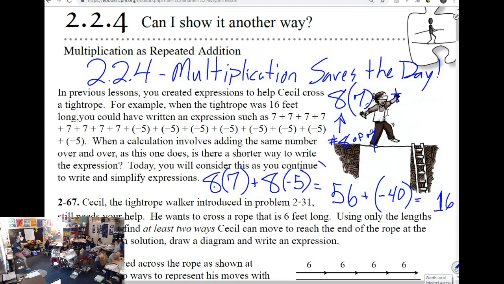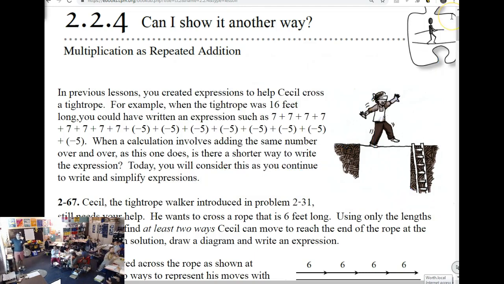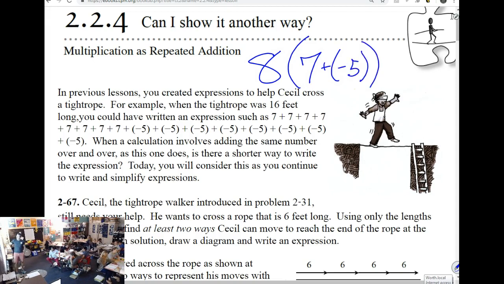Adrian? Yeah, comment. Hit me with it. I feel like we could have just taken 7 and then subtract 5 and then multiply that by 8. Ah, so Adrian has an idea that instead of doing what we just did, we could say we have 8 sets of 7 and negative 5. Now what's 7 plus a negative 5? What does this give us? 2. What's 8 times 2? 16. Do we get the same answer? Yeah. So does that work?